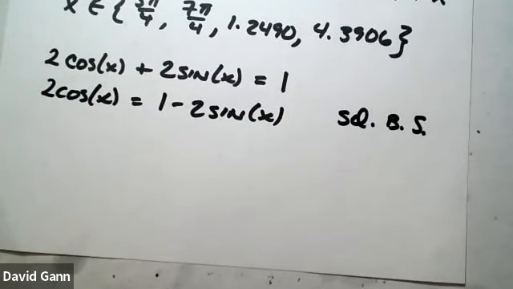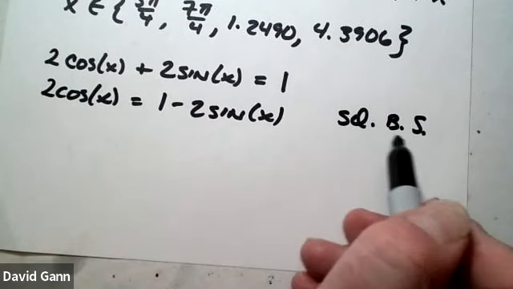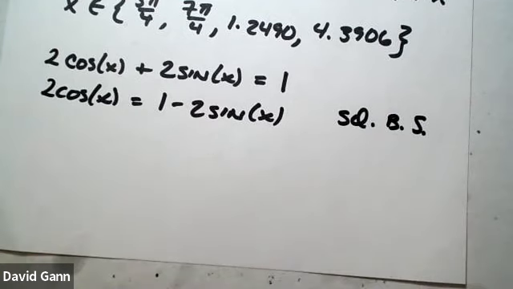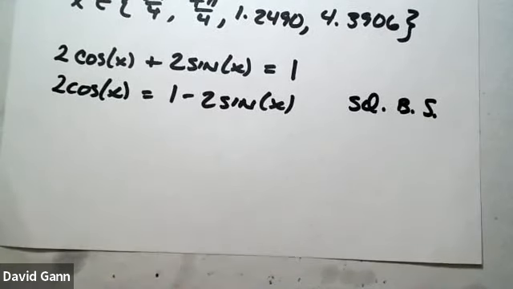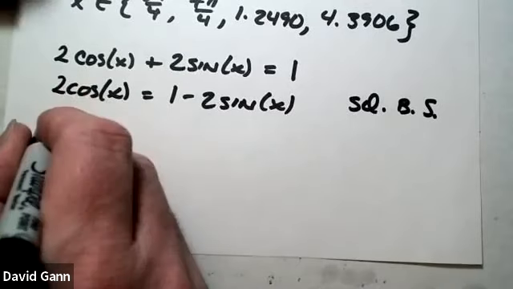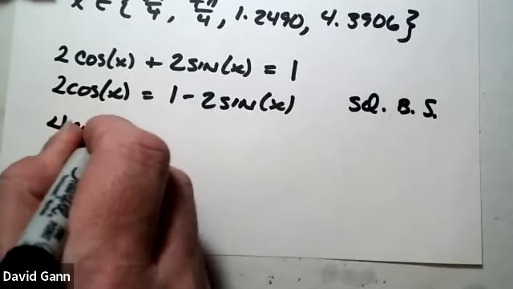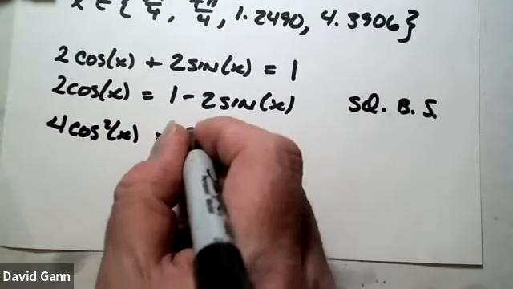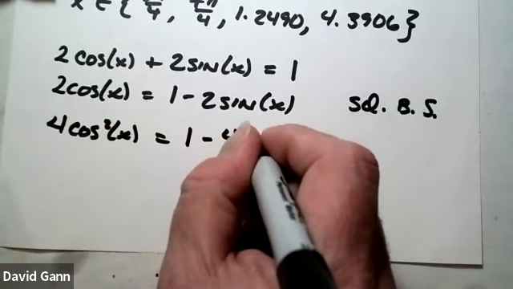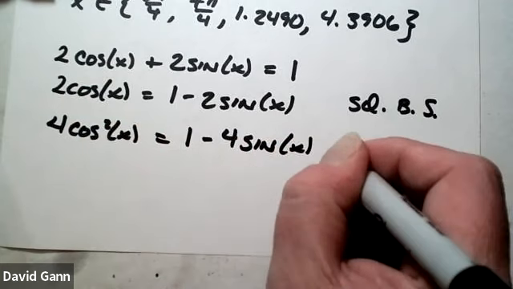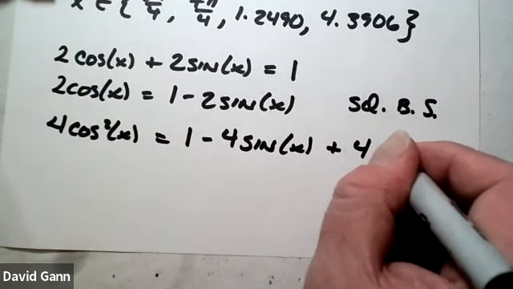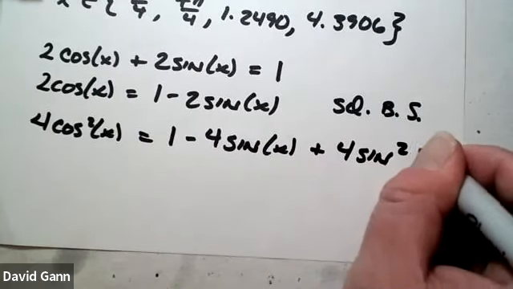Now remember, when you square both sides of an equation, it is possible that you are creating solutions that are false. So anytime you do this process, square both sides, you have to go back and check every single answer to make sure that it works. Okay, with that in mind, we're going to square both sides here. We have 4 cosine squared of x equal to 1 minus 4 sine of x plus 4 sine squared of x.